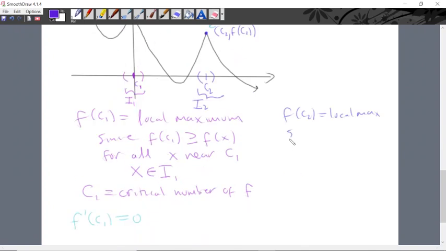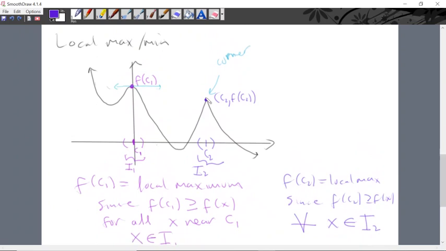So again, by the same definition, since f of C2 is greater than or equal to f of x for all x, there's a symbol in math that means for all, like an upside down A. So for all x near C2, I can say for all x contained within, or an element of, the interval that I've called I2. For any other value of x that we could choose within this little interval, the associated y value will not be higher than the y value we get at this point.